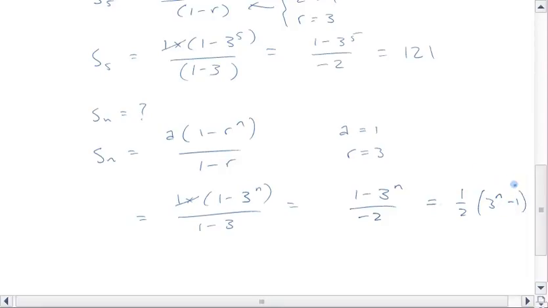Don't really worry about that too much. If you can't see that, that's fine. You can leave it like that, and that would be basically as simplified as we could get for this Sn.